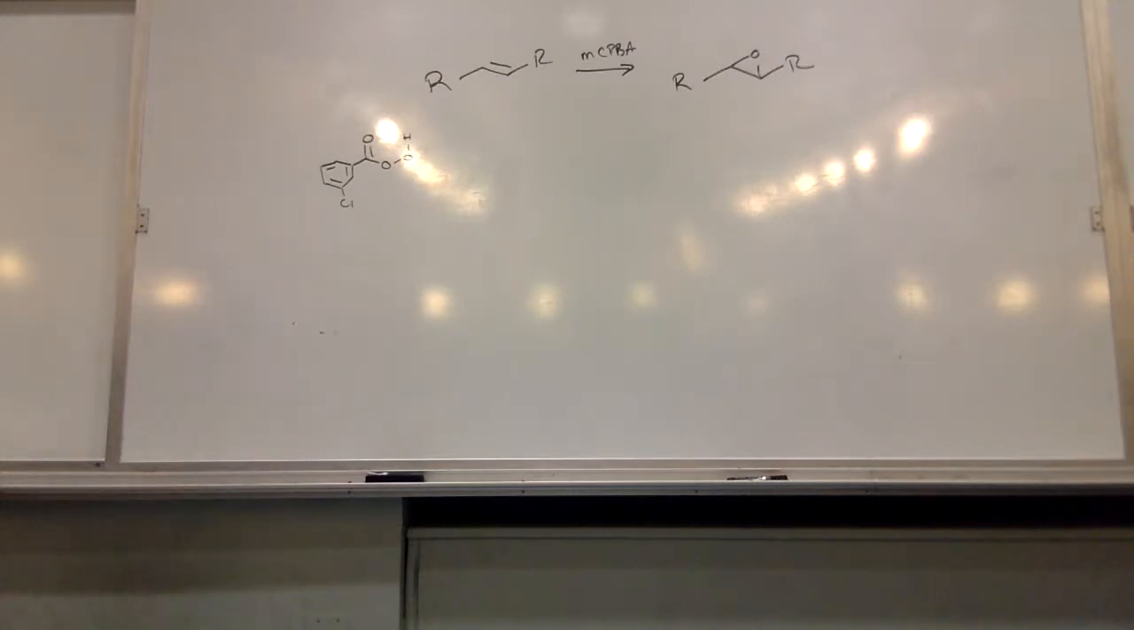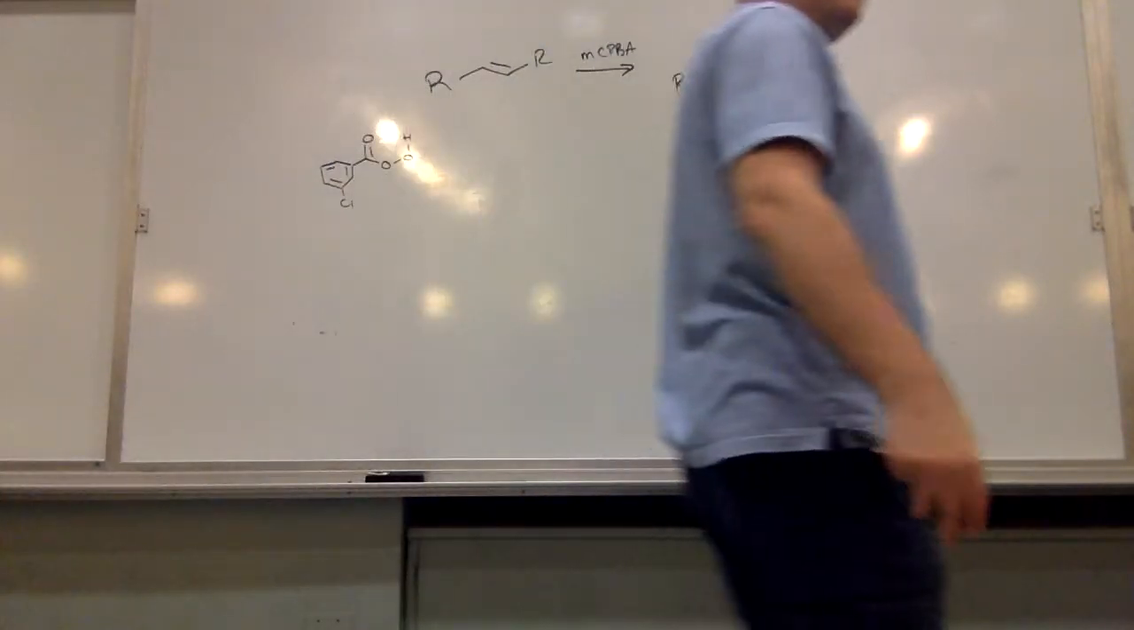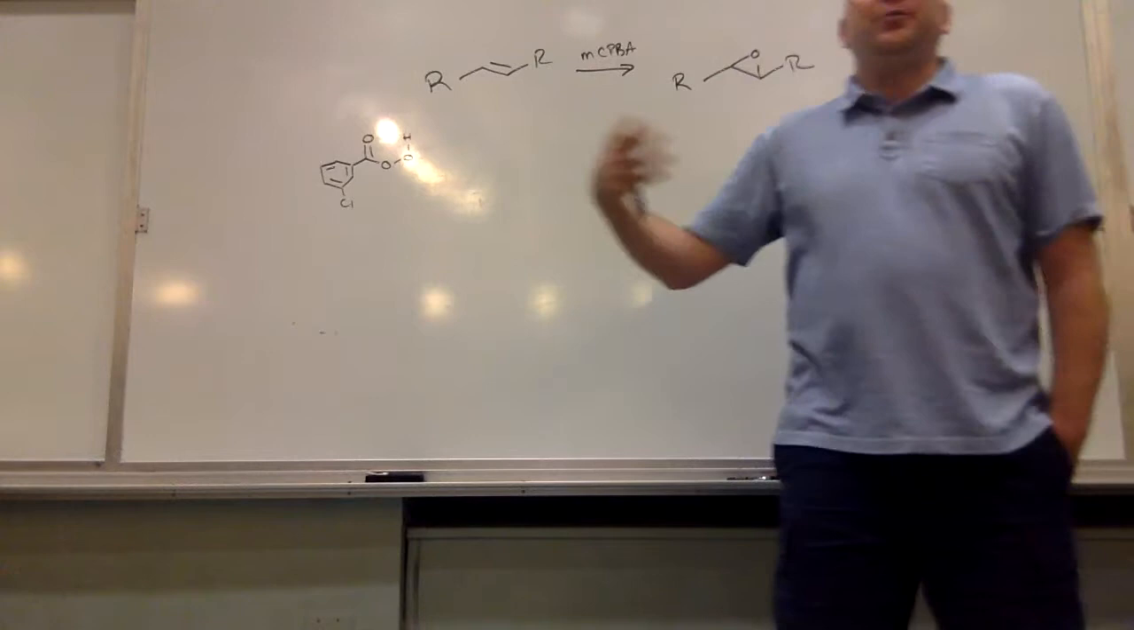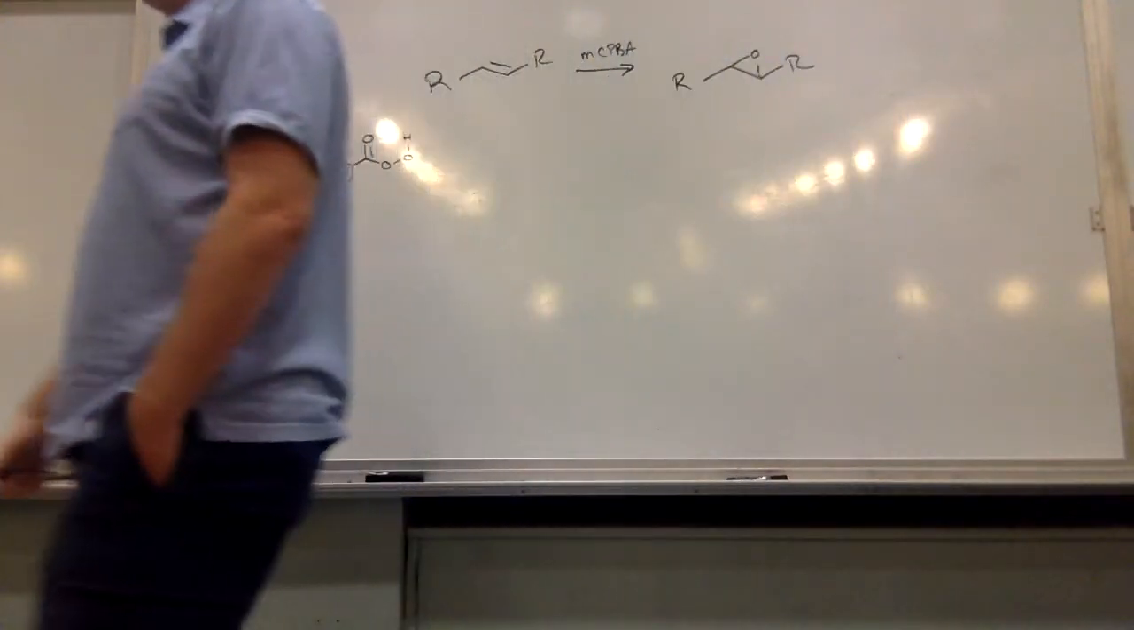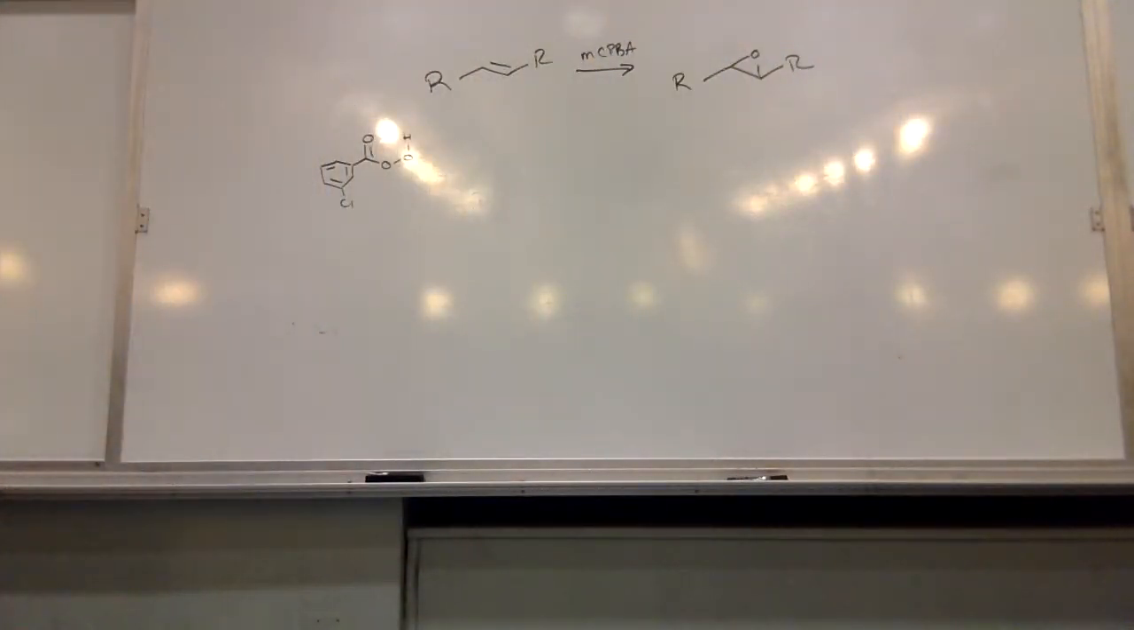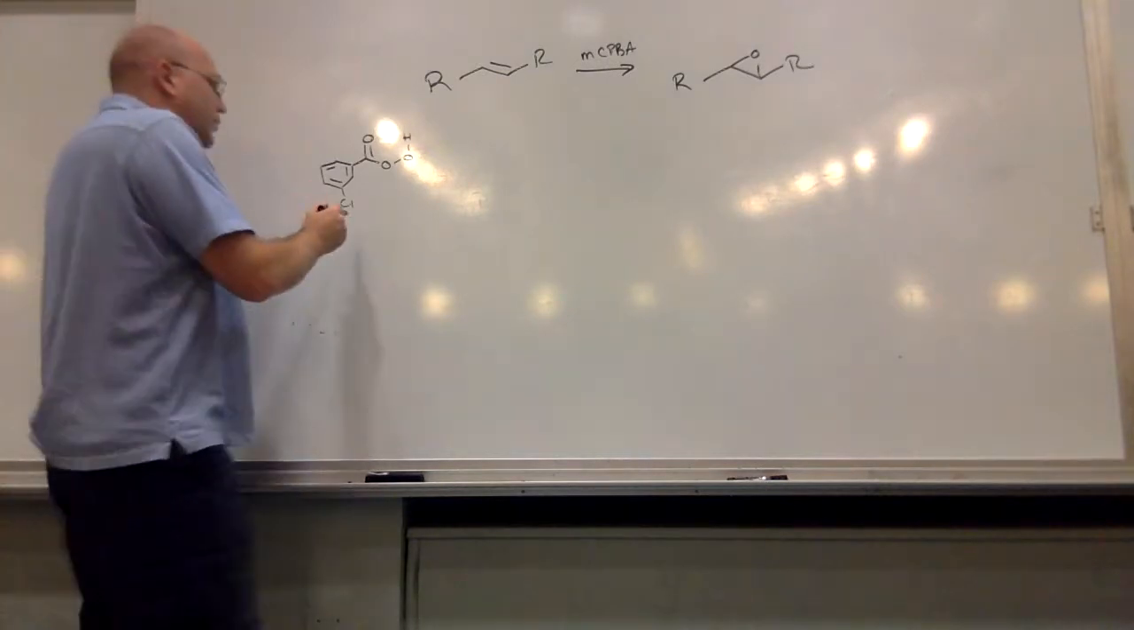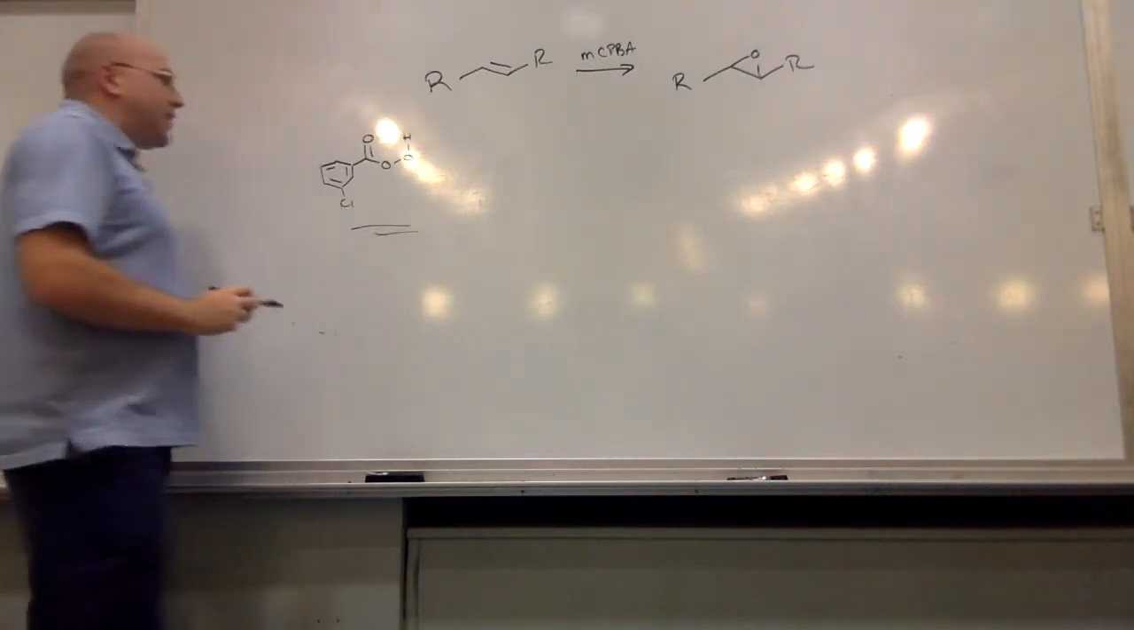I don't understand why metachloro is the one that's used. I'm assuming it's a stability issue, probably a little bit heavier, which when you have something like a peroxide that might explode, maybe just having a little bit added mass on it may help. I don't know, I'm guessing. Maybe there's an electronic effect, I have no idea. But this is one of the go-to epoxidizing agents.